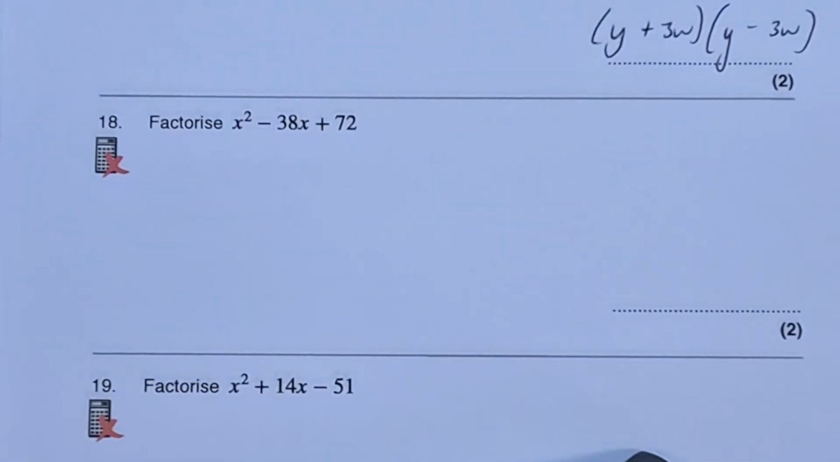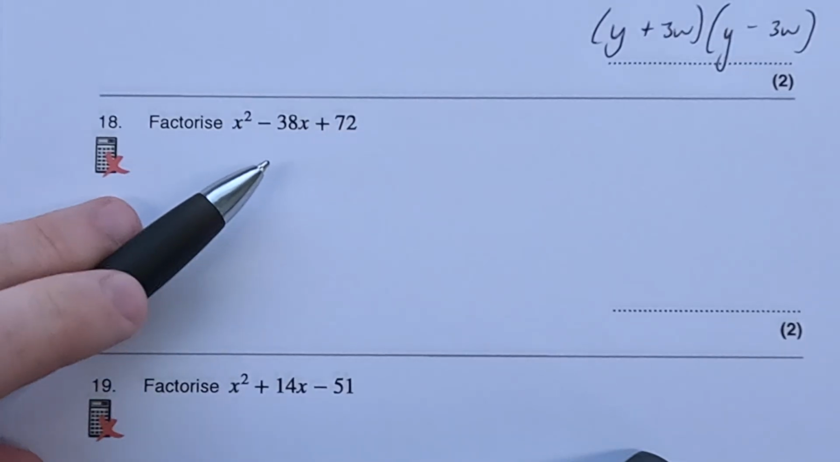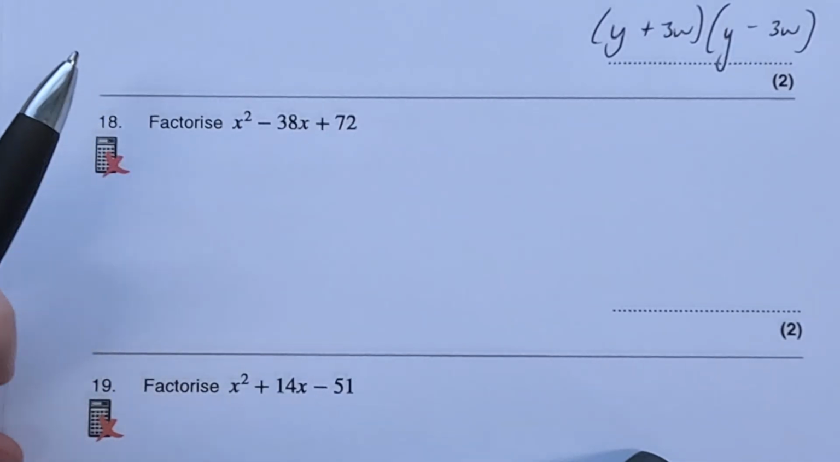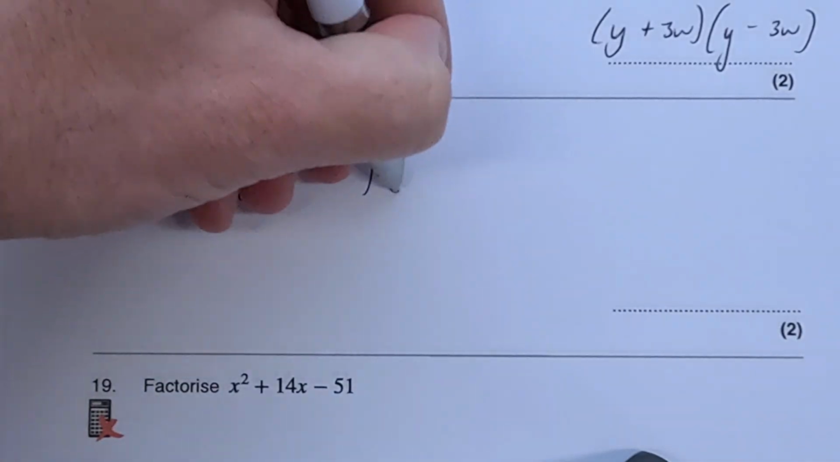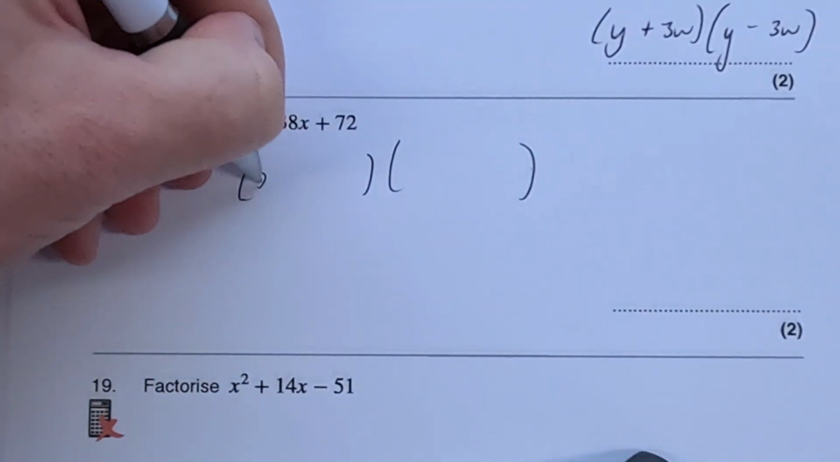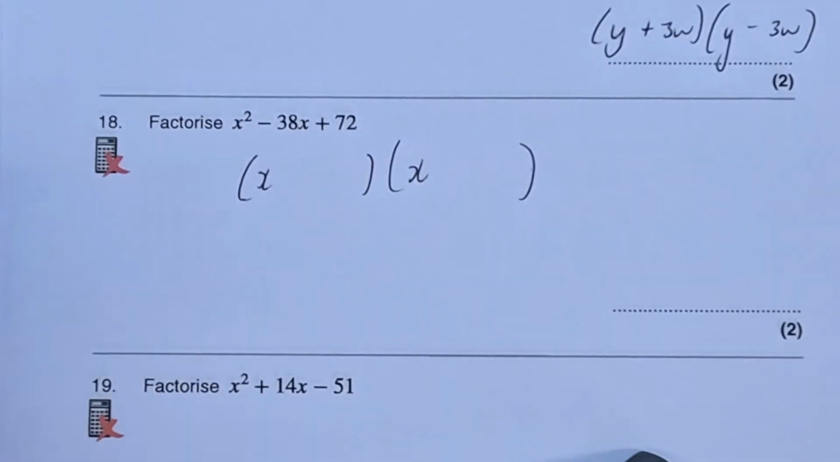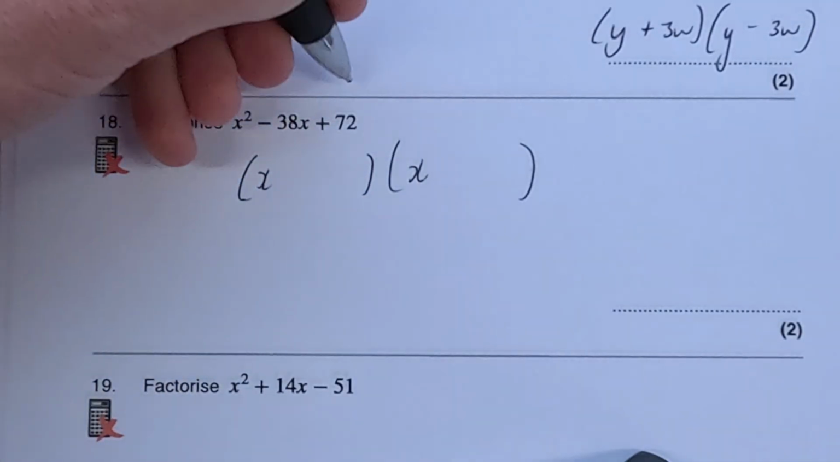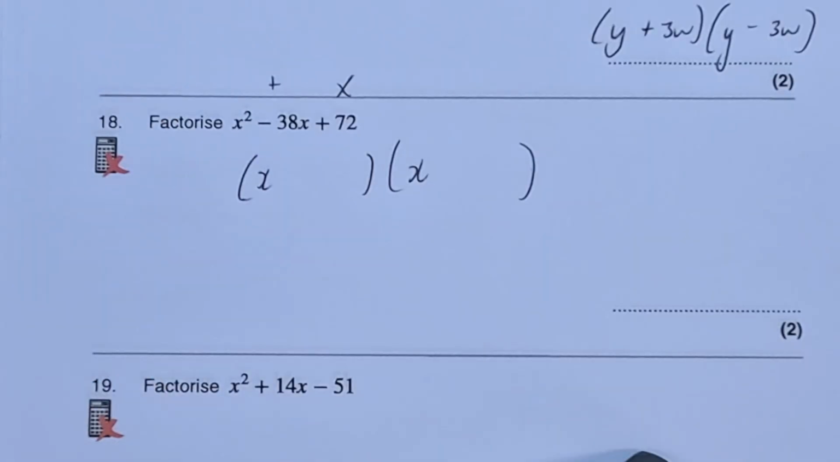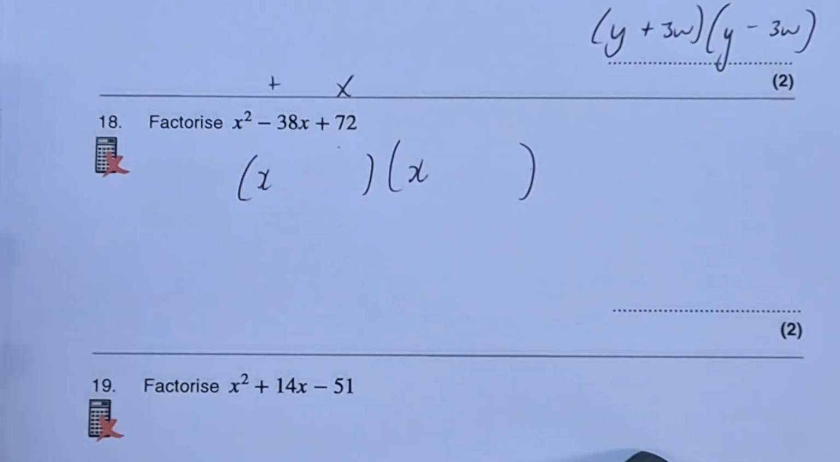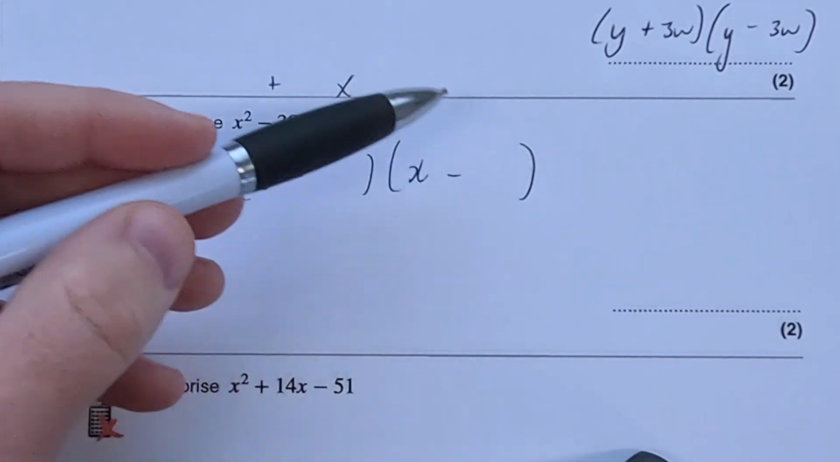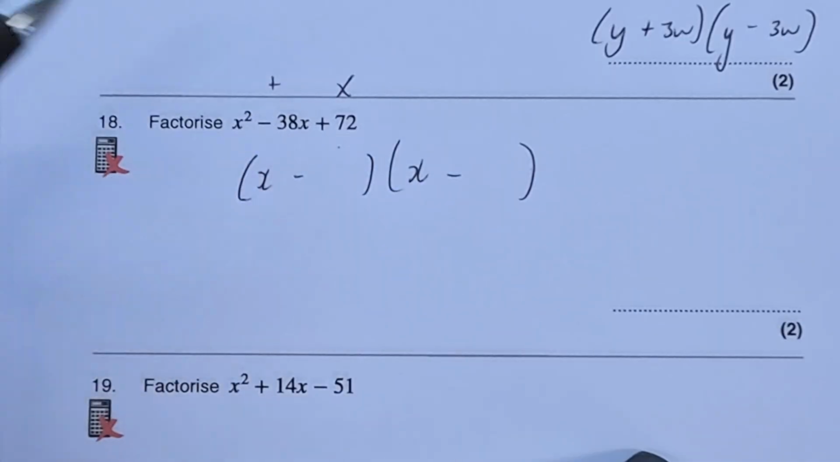Question number 18, we've been asked to factorize x squared minus 38x plus 72. So let's put our brackets down, and we're going to put x's in the front of both brackets. We want to find two numbers that times together to be 72 and add together to be minus 38. Because they times together to be a positive and add together to be a negative, we're going to put negatives in both of the brackets, because a negative times a negative is a positive and they add together to be a negative.